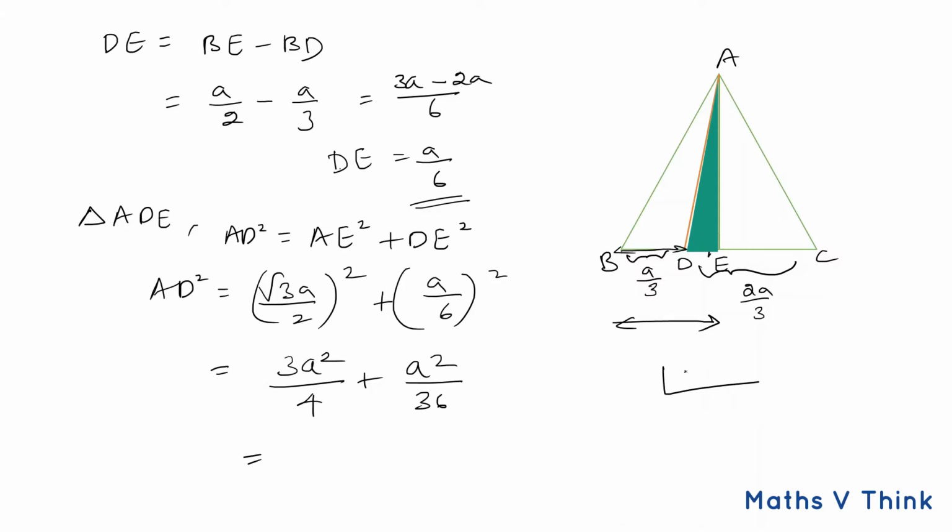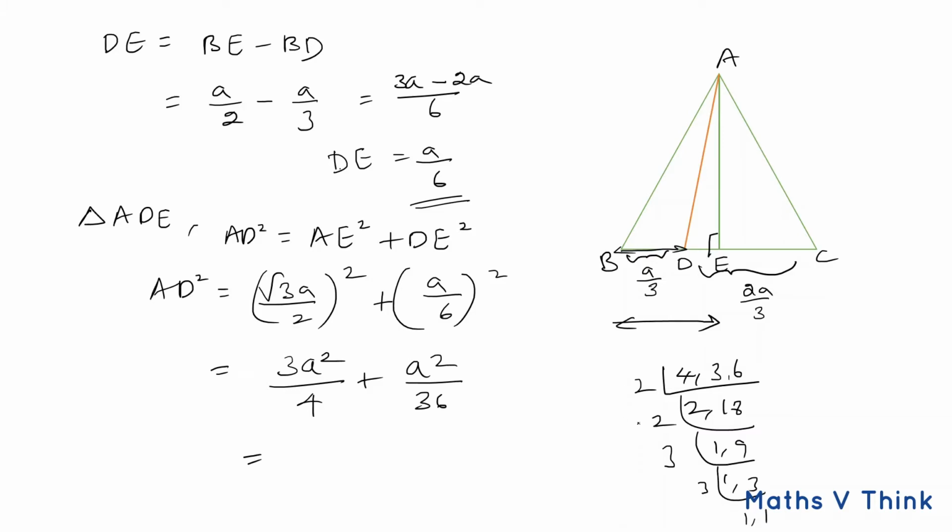So taking LCM of 4 comma 36: 2 2s are 4, 3 3s are 9, 9 4s are 36. So 36 is the LCM. 4 into 9 is 36. So into 9, 9 3s are 27 A square into 1 into 1 plus 1 A square is equal to AD square.